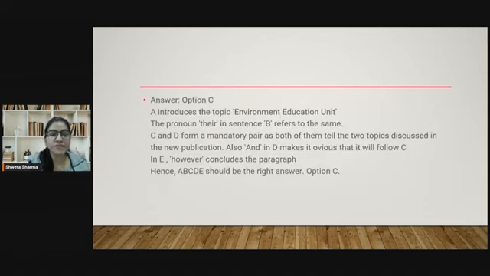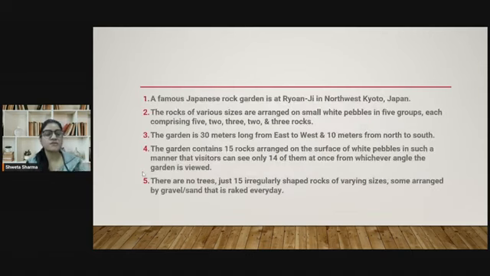Okay, moving to the next now. So this is a sequence, guys. Environmental education was the introduction here. The sentence with 'therein' refers to the same, then the mandatory pair of C and D as we discussed, and then 'however' concludes the paragraph. Okay, let's have a look at this question. Probably the last question we'll be looking at for today. Please quickly have a look at the question, guys, then we discuss this.